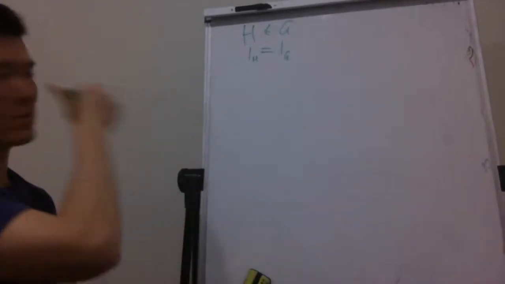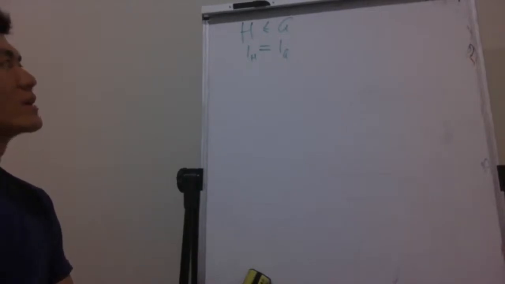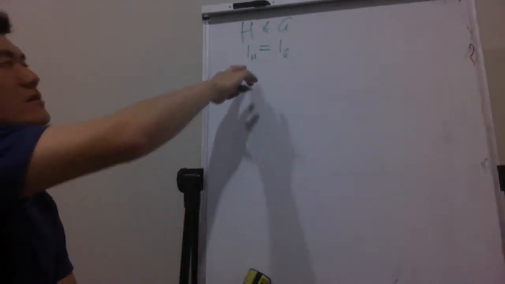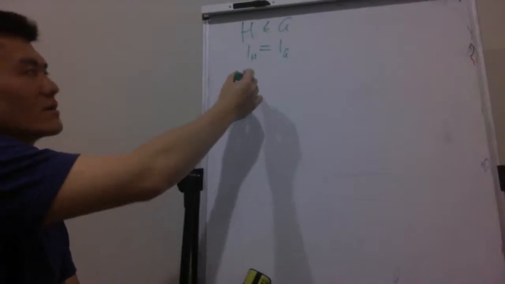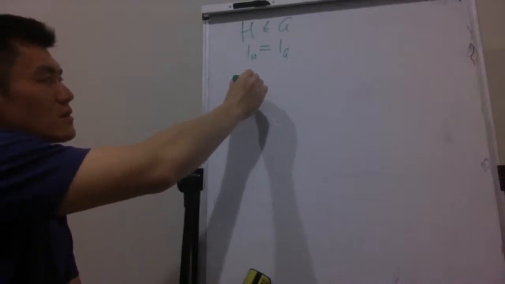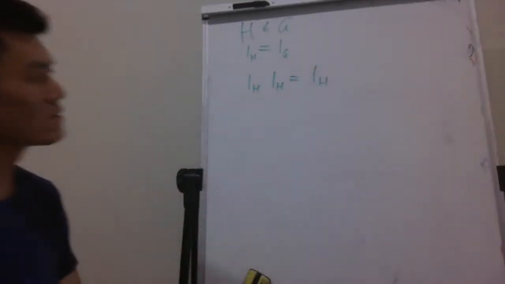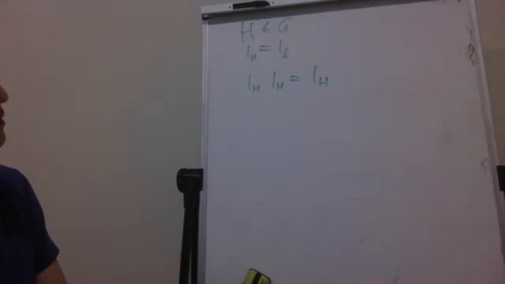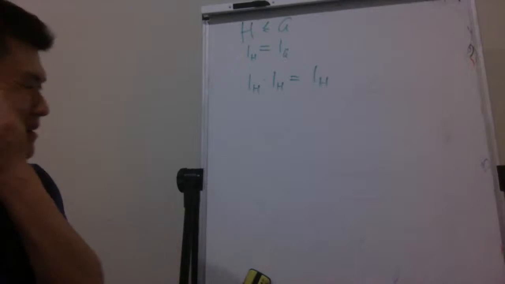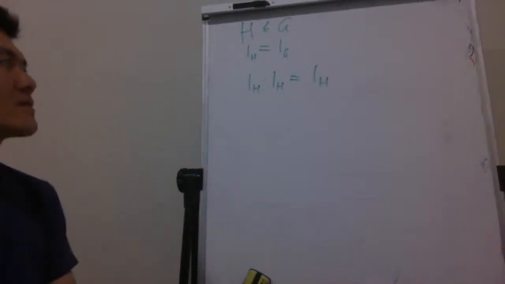One way of seeing it is kind of interesting. No matter where the identity is, it has this property that it squares to itself. So 1H times 1H equals 1H. If it squares to itself, it has to be 1 or 0. But 0 can't be in the group under multiplication because it's not invertible. So it has to be 1. That's one way to see it.